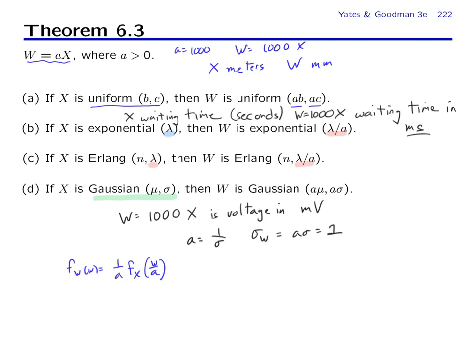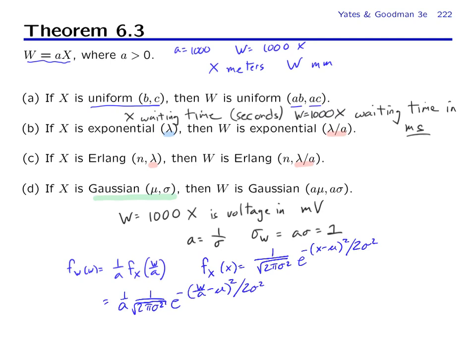So, for example, in the Gaussian case, X has PDF. All of you should have memorized this for the midterm. 1 over the square root of 2 pi sigma squared, e to the minus (x minus mu) squared over 2 sigma squared. And then it follows that the PDF of W is 1 over A times the PDF of X evaluated at W over A: e to the minus (W over A minus mu) squared over 2 sigma squared.